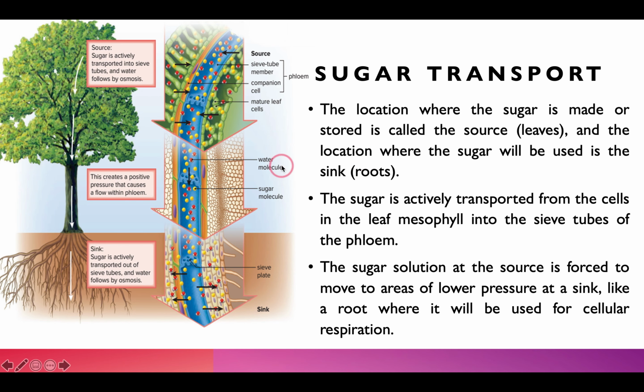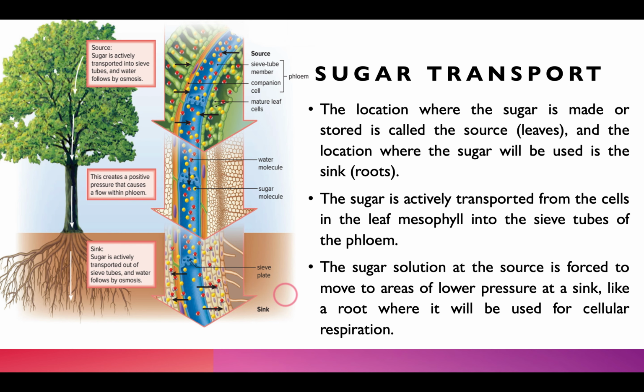So leaves undergoing photosynthesis make sugar and become the source. The sugar is actively transported from the cells in the leaf mesophyll into the sieve tubes of the phloem. The high concentrations of sugar in the sieve tubes cause water to follow by osmosis. The sugar solution at the source is forced to move to areas of lower pressure at a sink like a root. So when the sugar arrives at the root, it is actively transported out of the sieve tubes into the root cells. There, the sugar is used for cellular respiration or other metabolic processes.